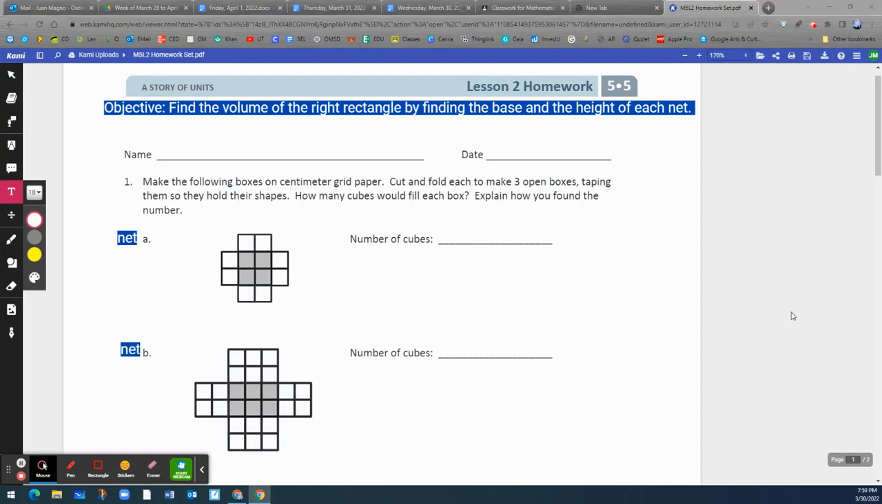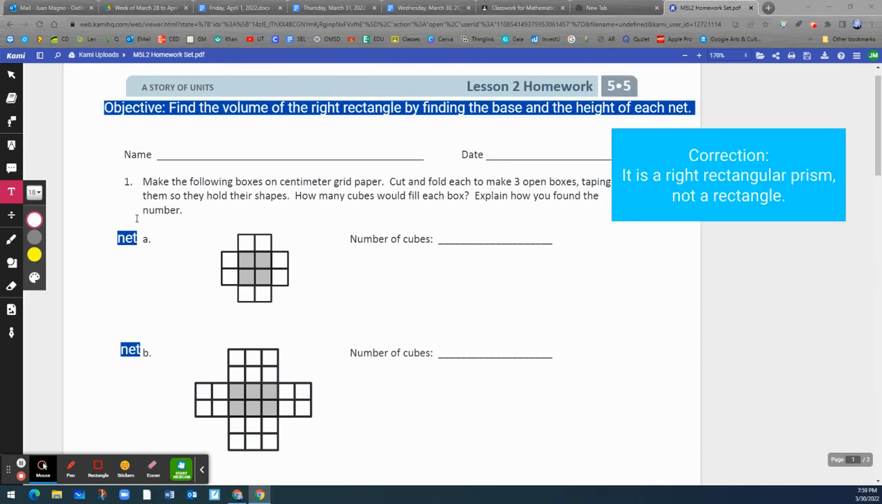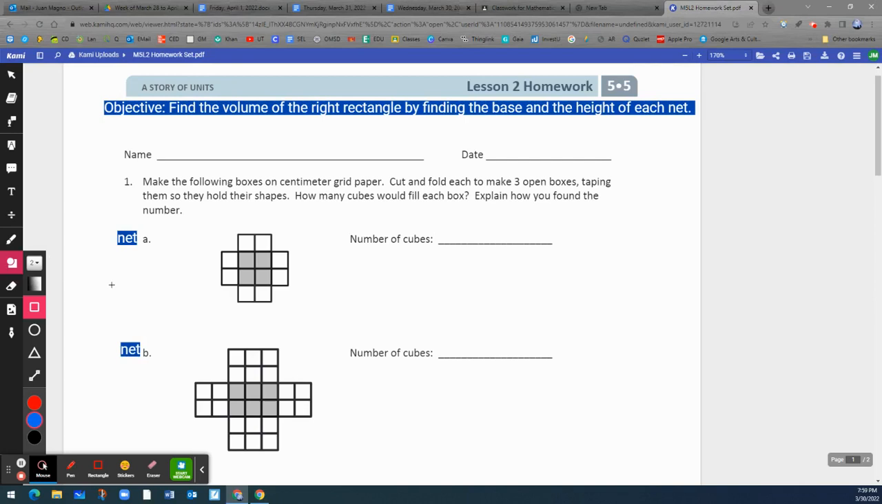This is lesson 2, and in this lesson, you will find the volume of the right rectangle by finding the base and the height of each net. Let's look at net A. Net A already has a base given to us. Let's just put a square around it. And that base has two values.